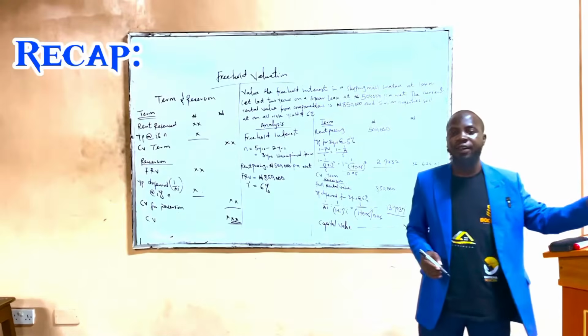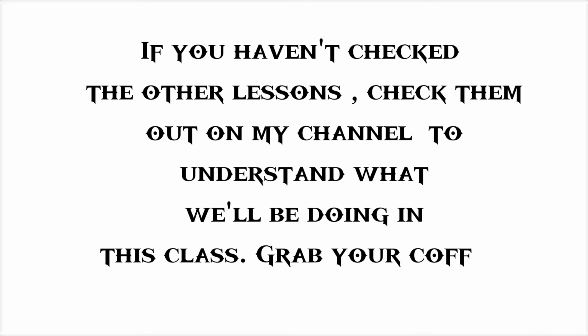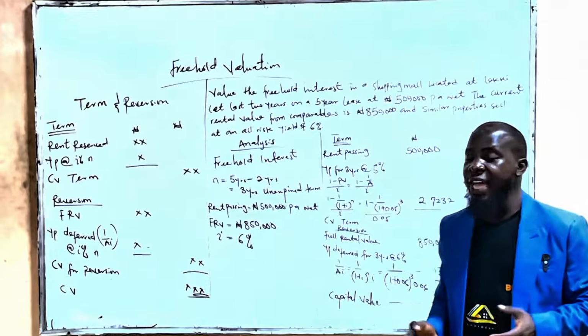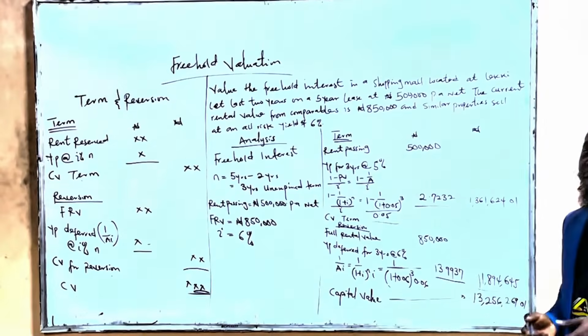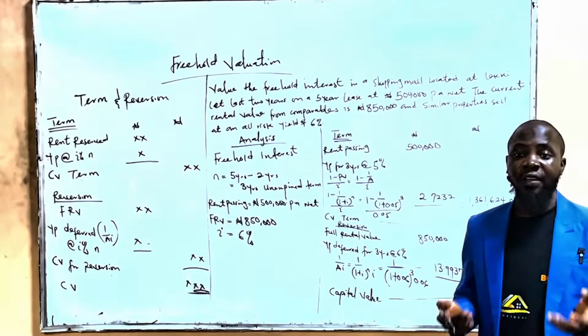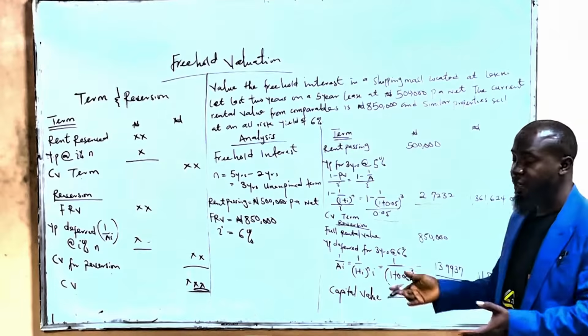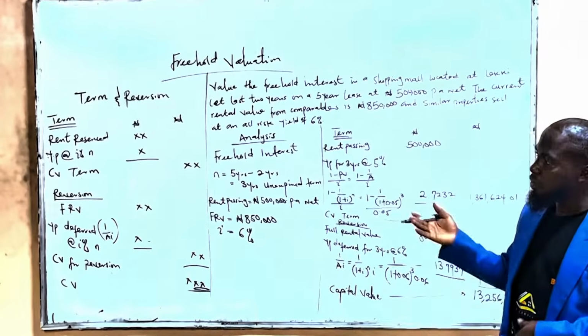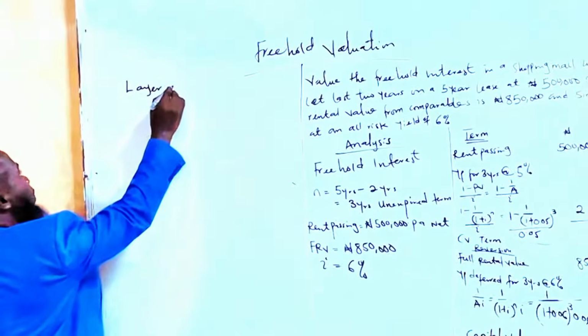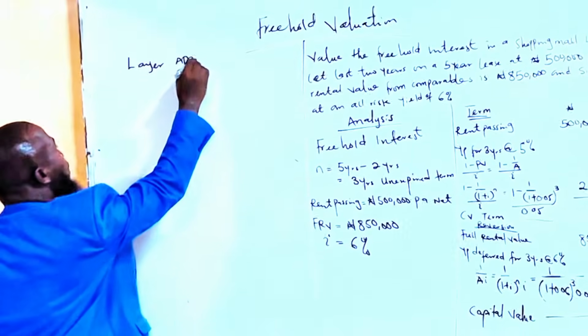This is our term and reversion. We can't do without it because we will need it when we get to marriage valuation. In marriage valuation, we do term and reversion. In leasehold valuation as well, we use term and reversion. Now the layer approach. Let's see what layer approach we bring.